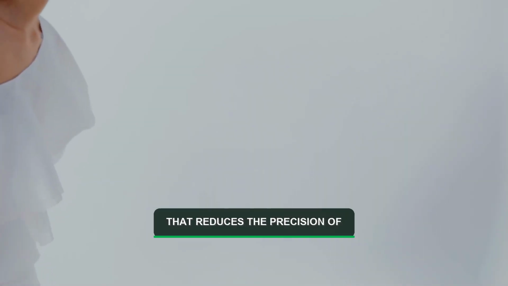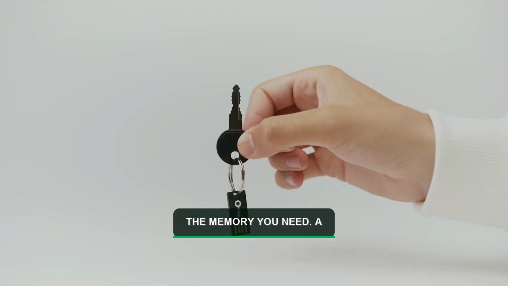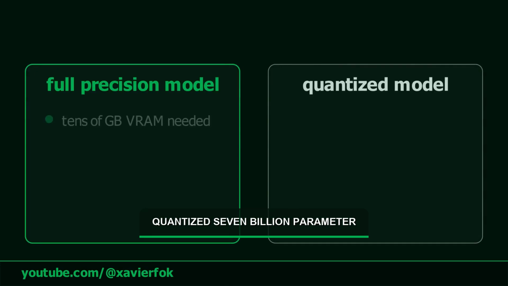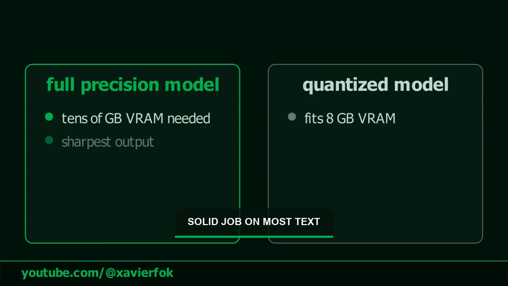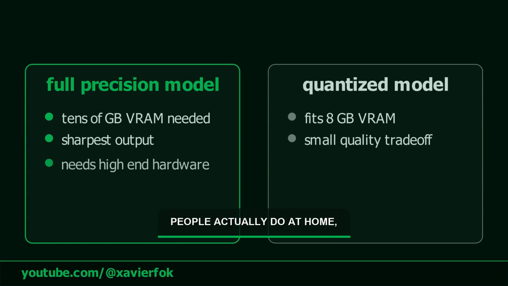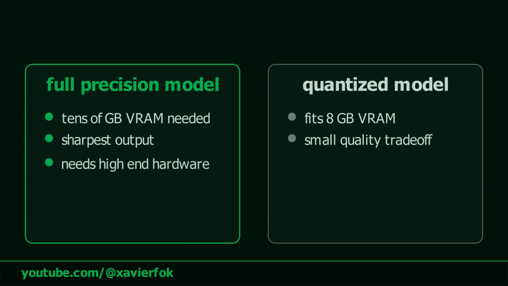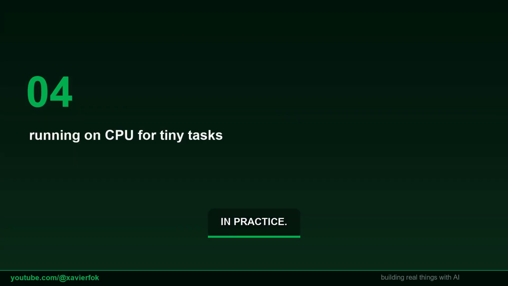Quantization is just a technique that reduces the precision of the numbers the model uses internally. You lose a small amount of quality, and you gain a very large reduction in the memory you need. A quantized 7 billion parameter model can run comfortably in 8 GB of VRAM and still do a very solid job on most text tasks. The output is not as sharp as the biggest models, but for most of what people actually do at home, writing, summarizing, answering questions, the difference is small enough that it does not matter in practice.